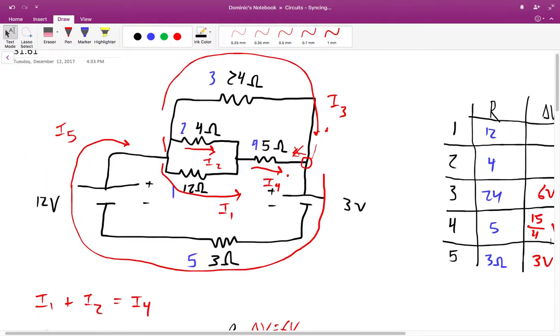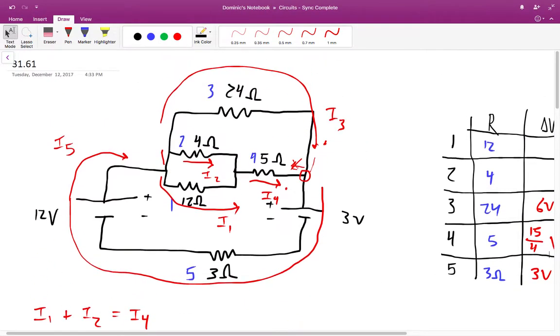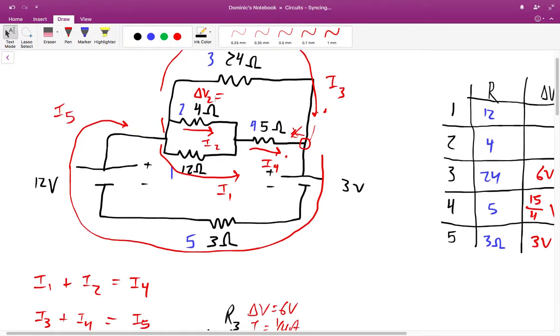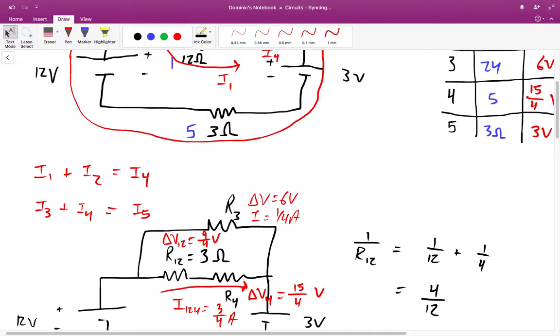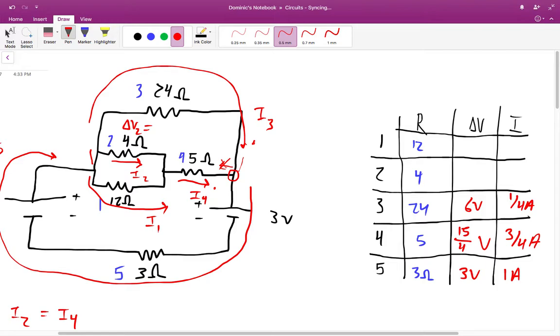Okay, and then moving up one more time here, we have our original circuit. For resistors 1 and 2, they were combined in parallel, which means that they're going to share the same voltage. So delta V of resistor 2 is going to be equal to 9/4 volts, 9 over 4 volts. And delta V1 needs to be 9 over 4 volts.